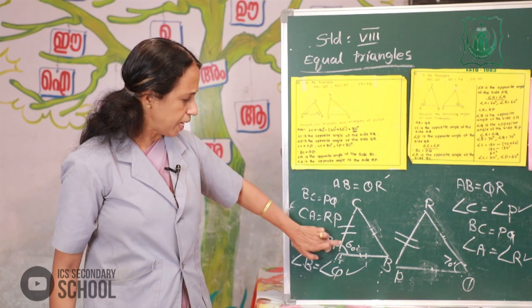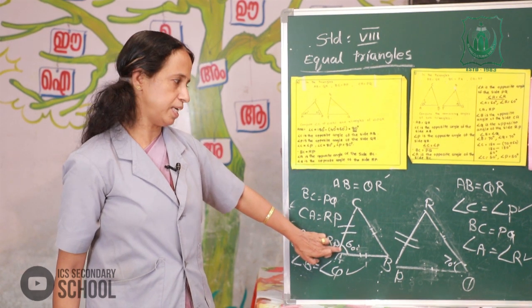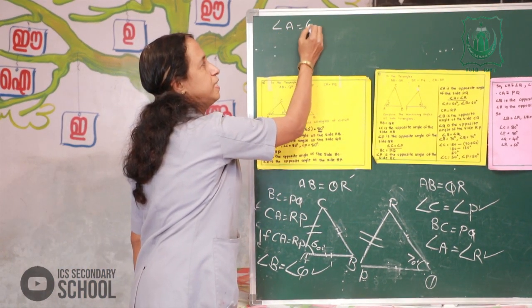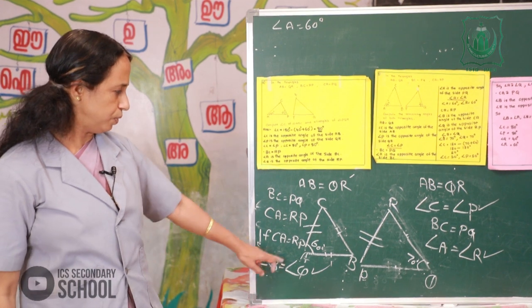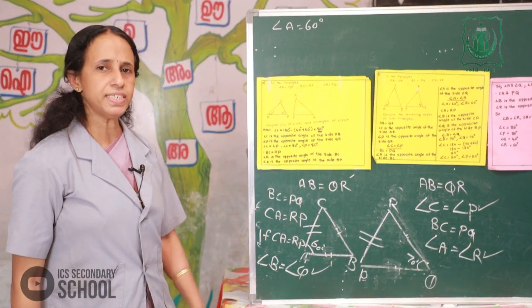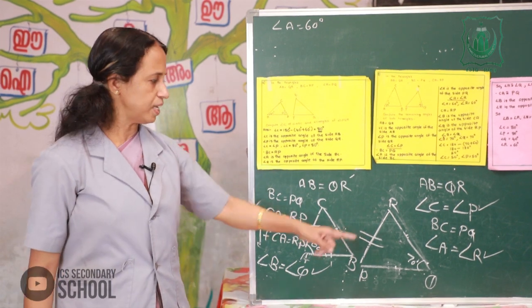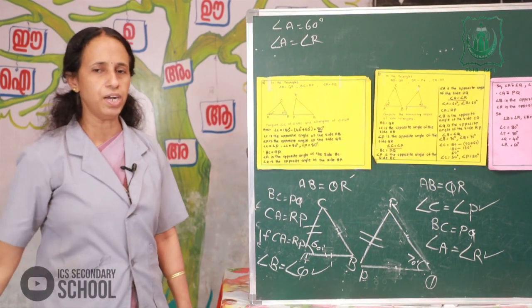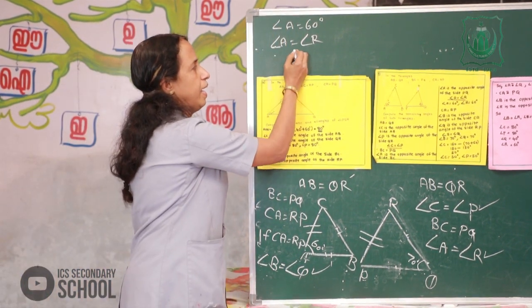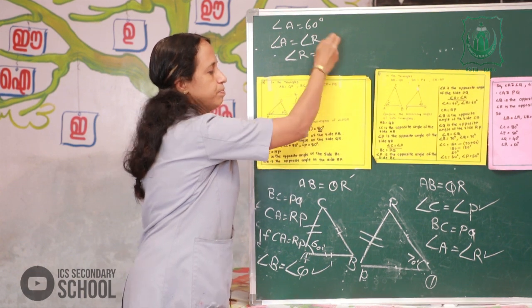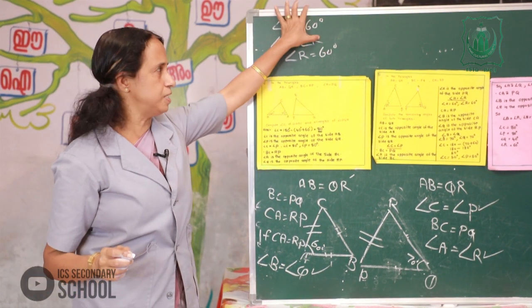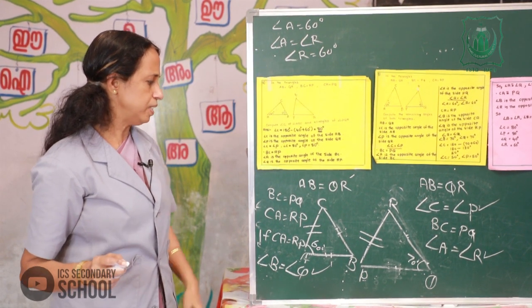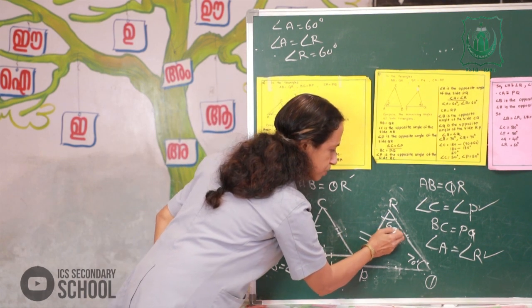Look here. In triangle ABC, angle A equal to 60 degree. We know that angle A equal to angle R. So, we can write angle R is equal to 60 degree.